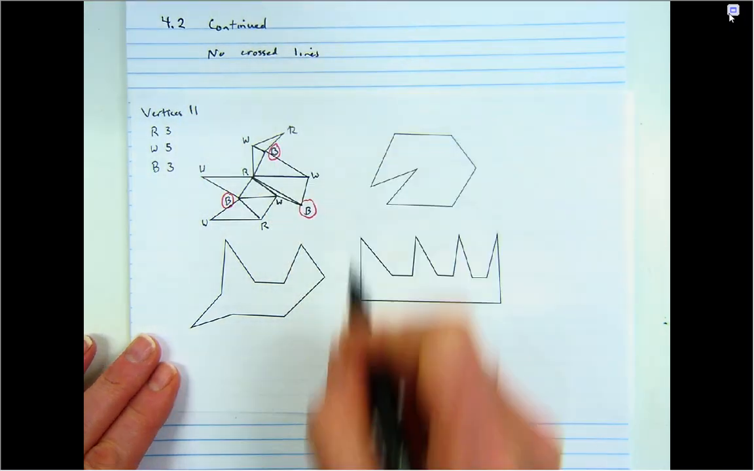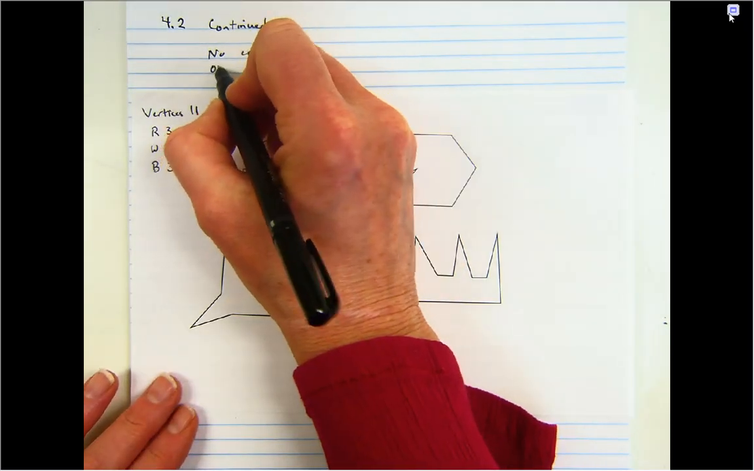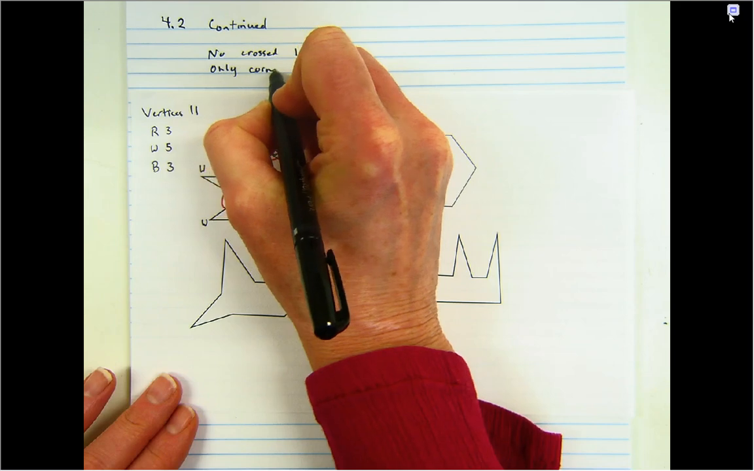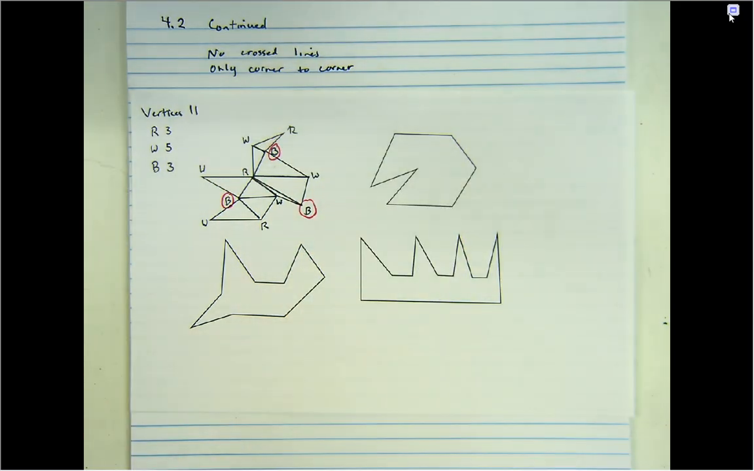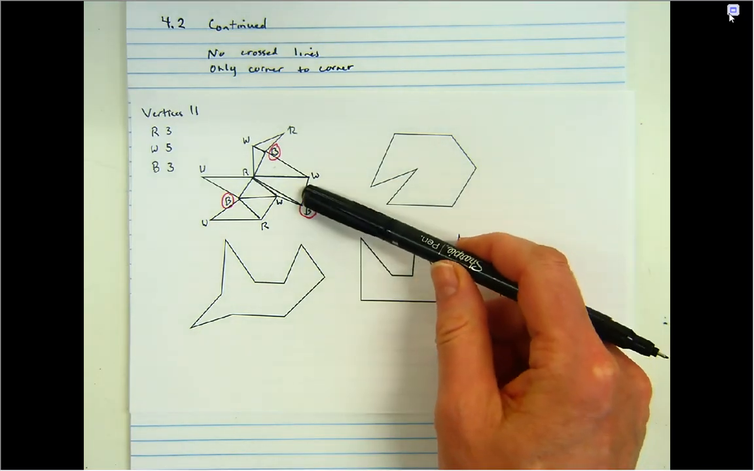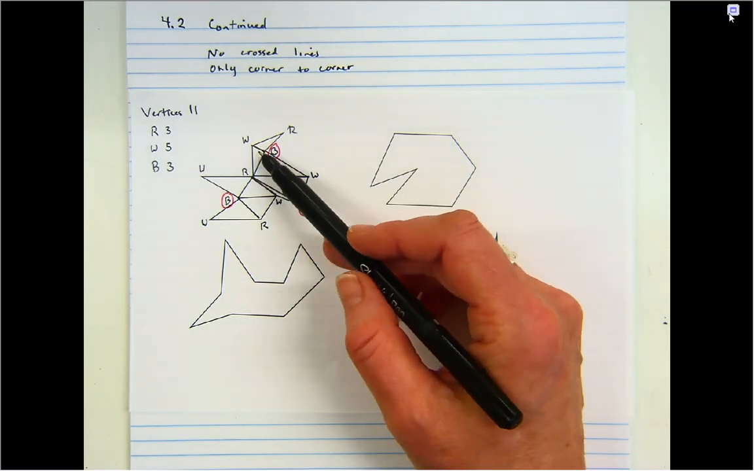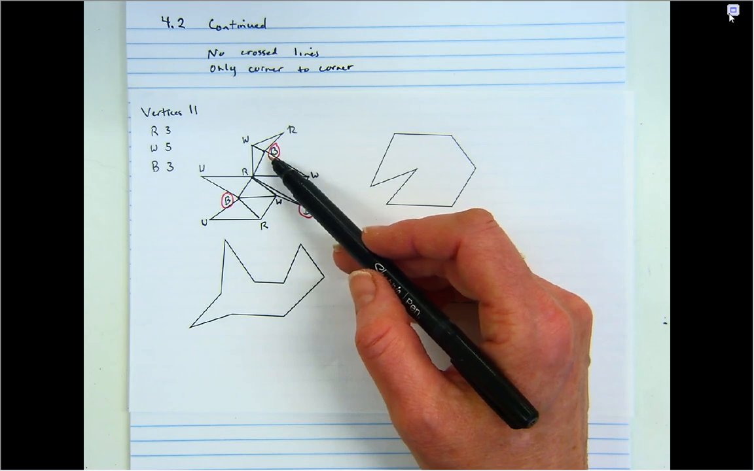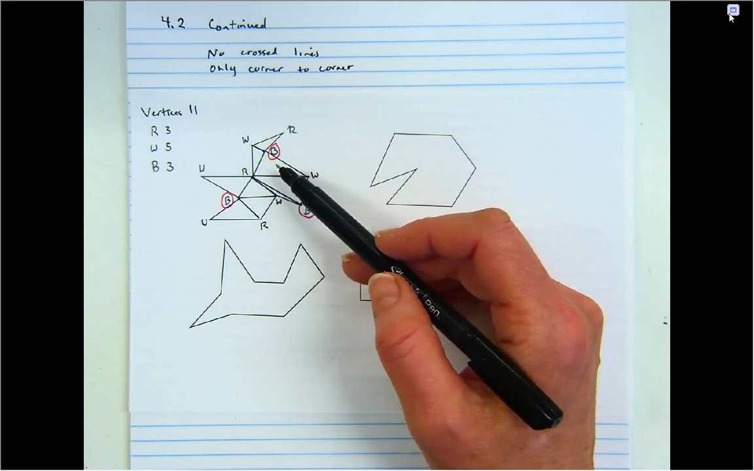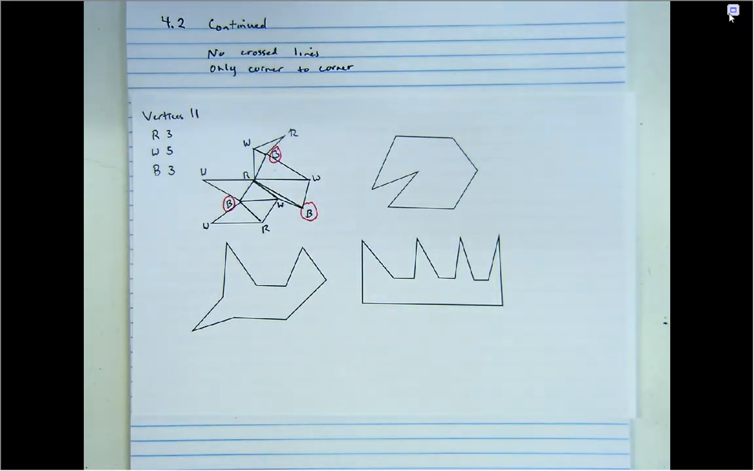No crossing the lines as you draw your lines inside, and only corner to corner. Do not connect in the middle of a line segment. Only go from one corner to another, or vertex to vertex. In that way, we are able to color every triangle's corners so that it has a red, a white, or a blue corner. You need to have all three colors on each triangle, and that will be something that I check on quizzes.